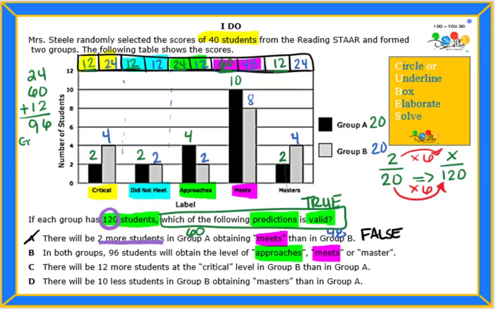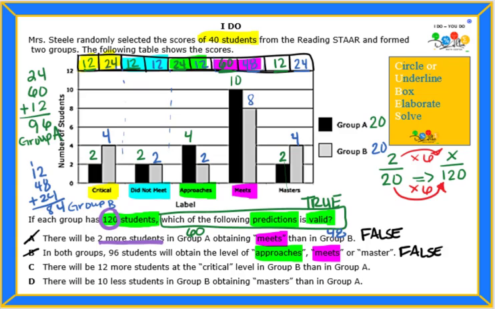Now let's do group B. In group B, we had approaches, which will be 12 in our prediction. For meets, we will have 48, and for masters, we will have 24. If we add those, that is only 84. So in both groups, will 96 obtain approaches, meets, or masters? No, only in group A. In group B, we would only have 84. So this is false.